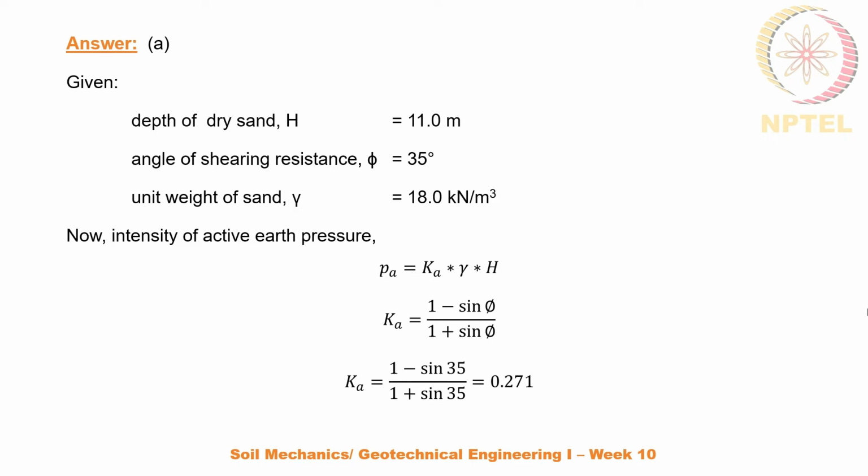Now, in the equation for intensity of active earth pressure, we have gamma and H. The values are directly given in the problem. Substituting in the equation, we have PA is equal to Ka gamma H, which is 0.271 into 18 into 11, which is equal to 53.67 kilonewton per meter square.